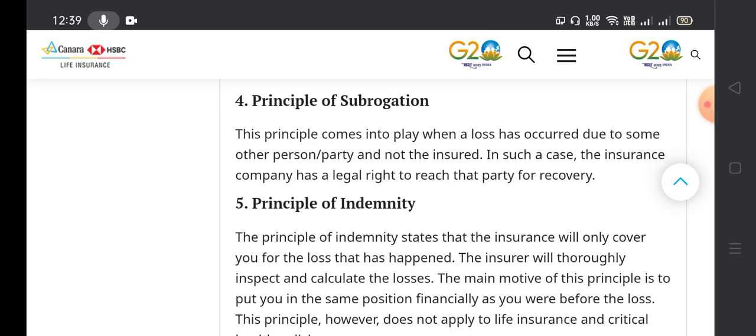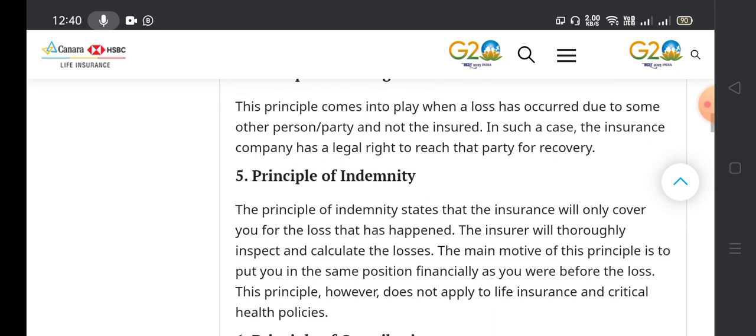Number four is the principle of subrogation. This principle comes into play when a loss has occurred due to some other person or party and not the insured. In such a case, the insurance company has a legal right to reach that party for recovery.